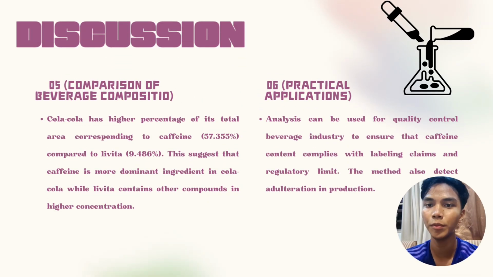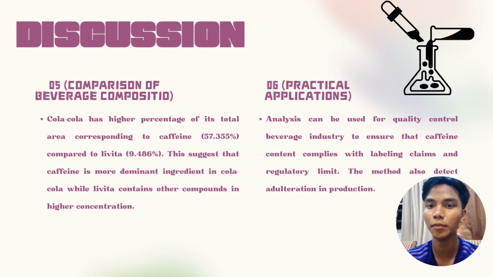Analyzing the beverage composition reveals a significant difference in caffeine content. Coca-Cola has 57% of its total chromatographic area corresponding to caffeine, compared to 9% for Levita. This indicates that caffeine is a more prominent ingredient in Coca-Cola, while Levita contains a higher concentration of other compounds. This finding highlights the distinct formulation of these two popular beverages.